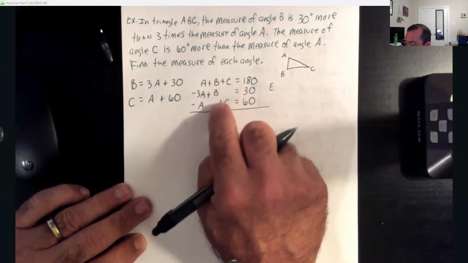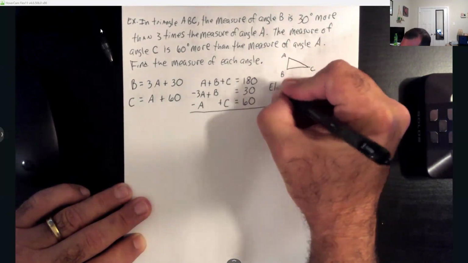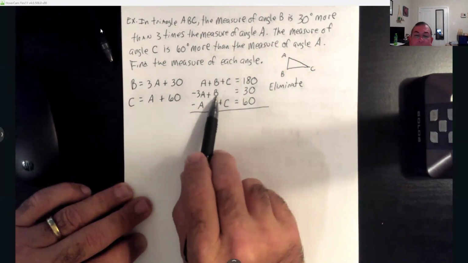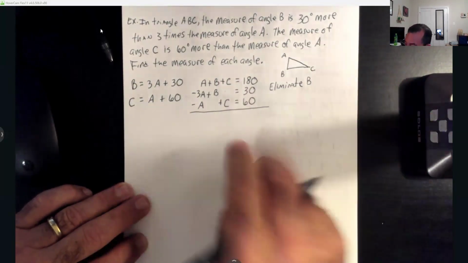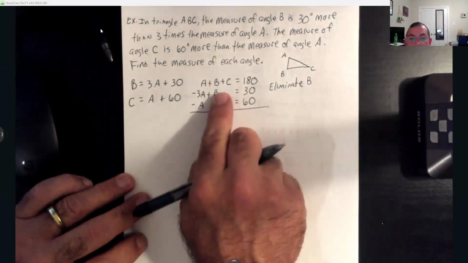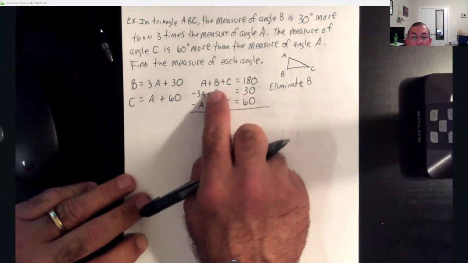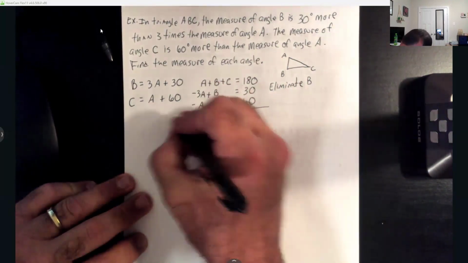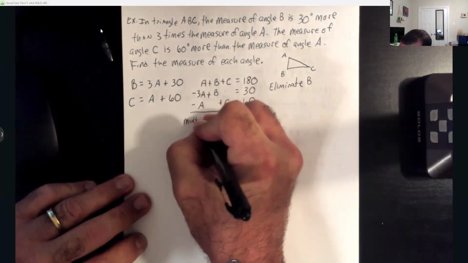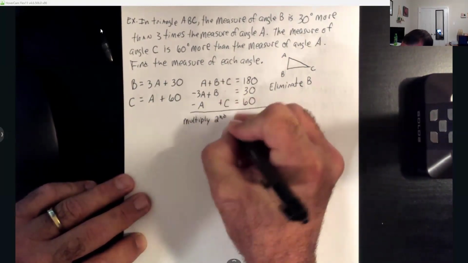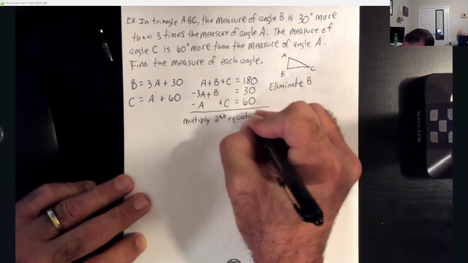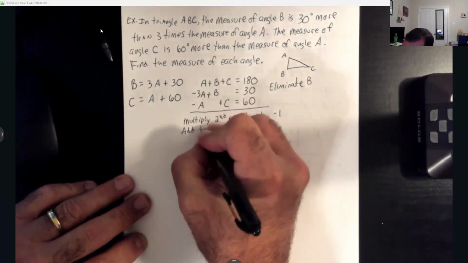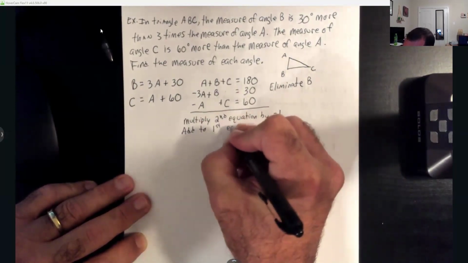I always pick a variable that's missing one, okay? So what I'm going to do on this, I'm going to eliminate, let's say the B. Okay, so to eliminate the B, I'm going to make one of these B's negative. So I'm probably just going to multiply the second equation by -1, and then I'm going to add to the first equation.